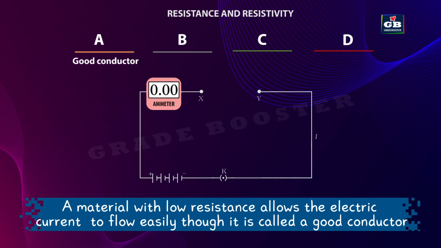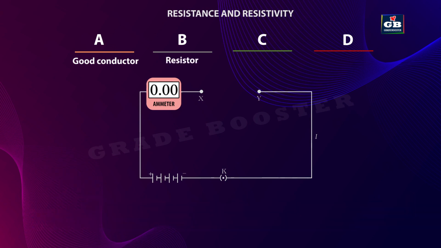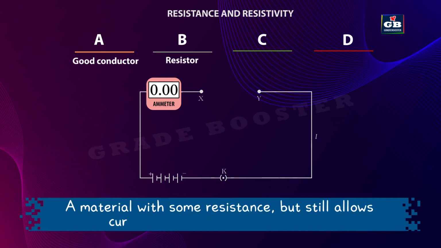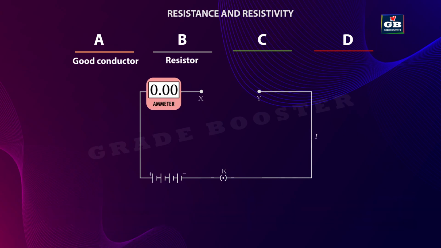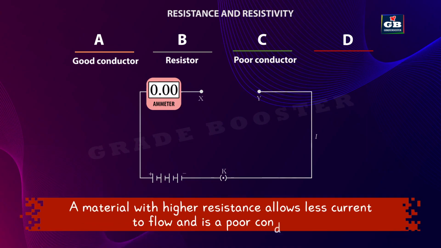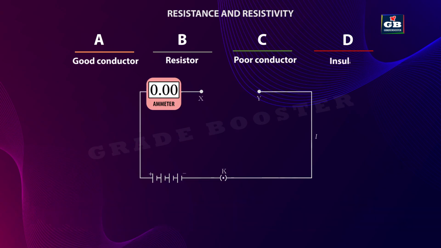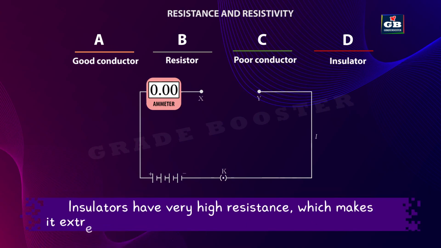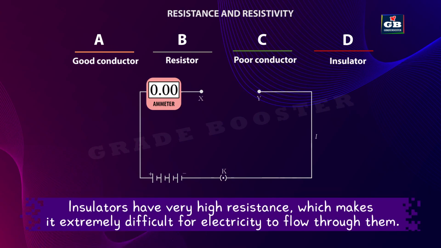Now wire B, we can call it a resistor. What is a resistor? A material with some resistance but which still allows the current to flow is called a resistor. Next, wire C, which we can call a poor conductor. What is a poor conductor? A material with higher resistance that allows less current to flow is called a poor conductor. And wire D is an insulator. Insulators have very high resistance, which makes it extremely difficult for electricity to flow through them.